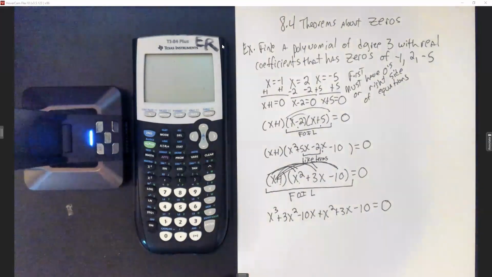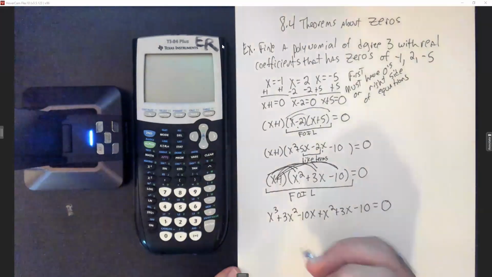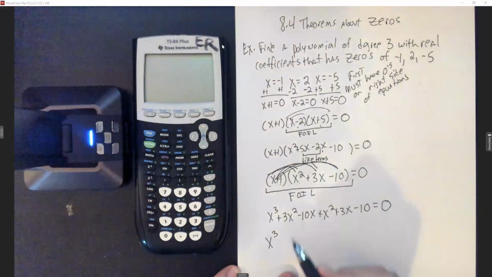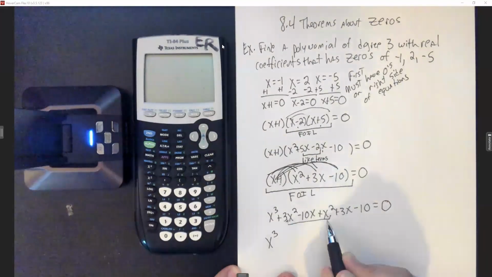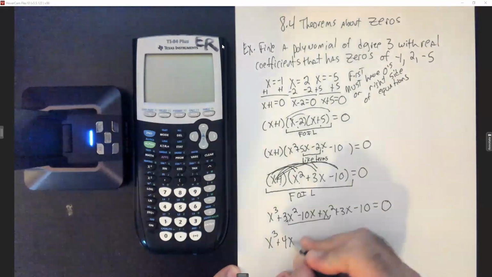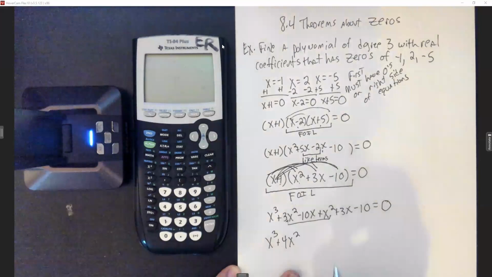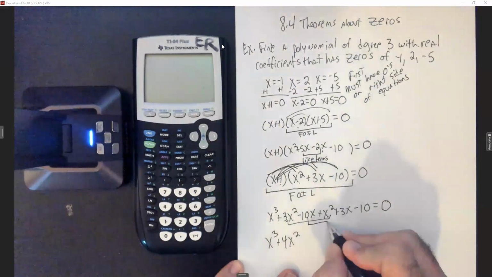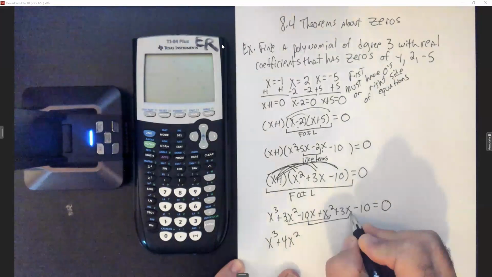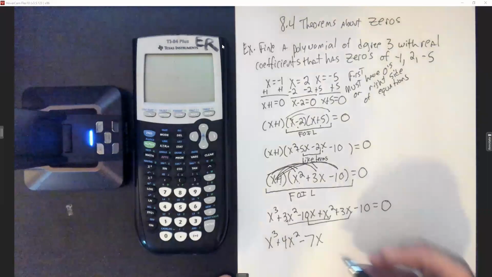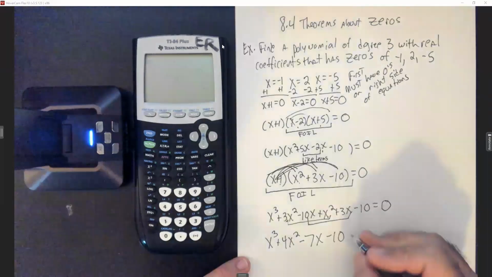Alrighty, so it looks like you got a few like terms down here, so I'm going to bring down the x to the third. Let's see, the x squareds will add together. So 3x squared plus 1x squared will give me 4x squared. The x's will add, so negative 10 plus 3 would give me a negative 7x. And then at the end is your minus 10, all equal to 0.